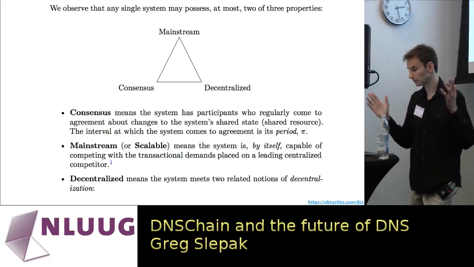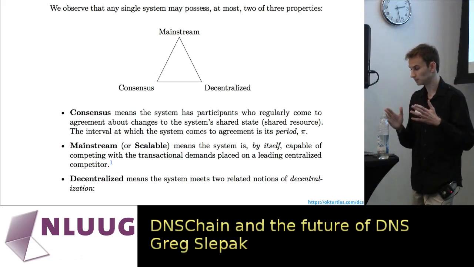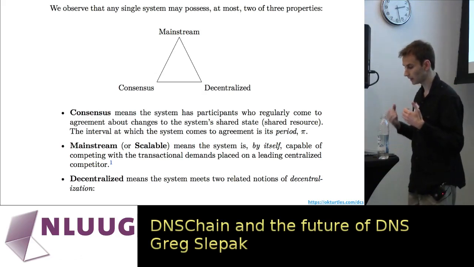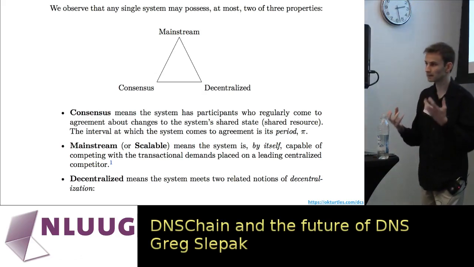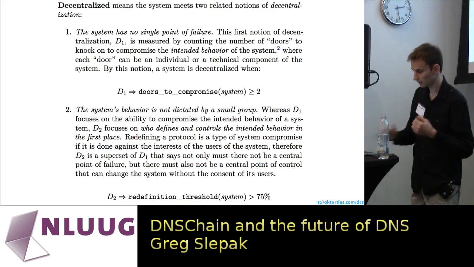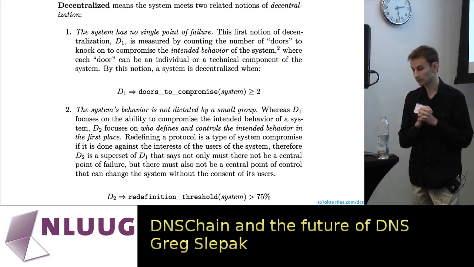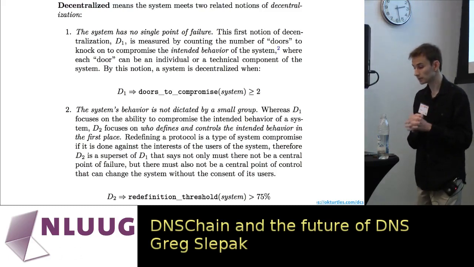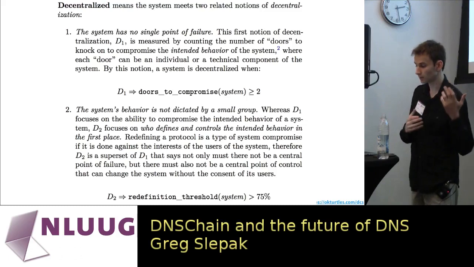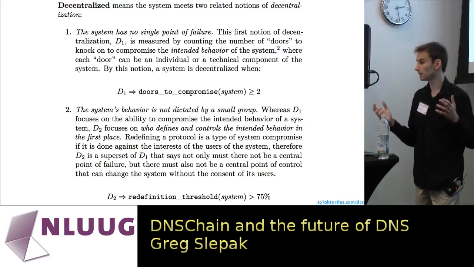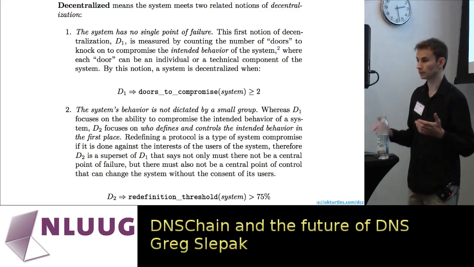I haven't finished the proof because I haven't had time, but it should be kind of clear. What the paper did actually do, which is useful, is it gave some actual mathy definitions for these terms, specifically decentralization. It gave this very handy definition of decentralization, saying that a system is considered decentralized if it satisfies these 2 properties, which is that the number of doors to compromise the system is at least 2.